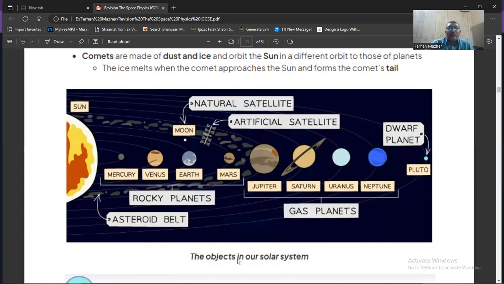So the objects in our solar system, you can see these are the 4 rocky planets, and these are the 4 gas planets: Mercury, Venus, Earth, Mars, Jupiter, Saturn, Uranus, Neptune. Here we have a dwarf planet, Pluto, and here is the moon of the Earth, which is orbiting the Earth. Here is an artificial satellite, which is also orbiting around the Earth. The artificial satellite might be orbiting other planets or other moons. So here we have the asteroid belt that is between Mars and Jupiter.